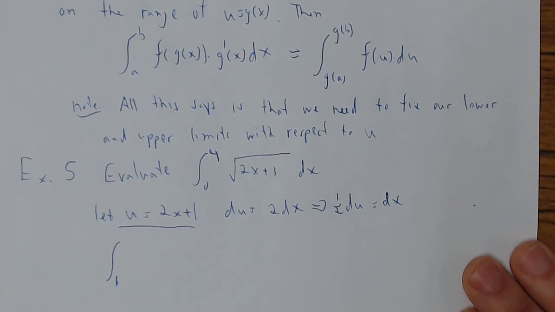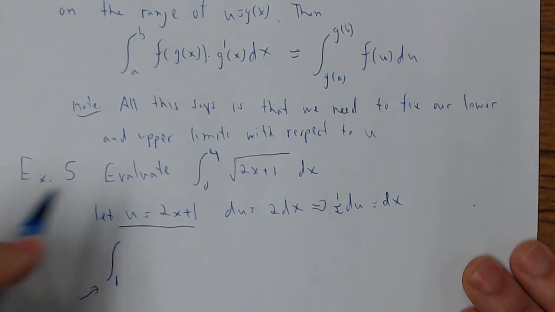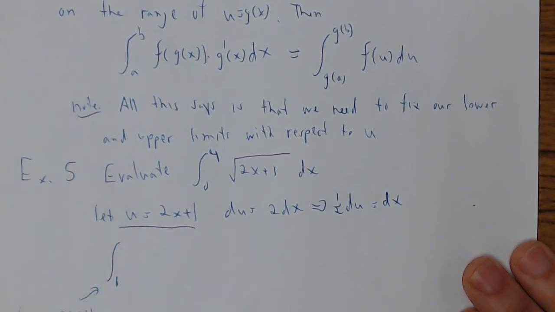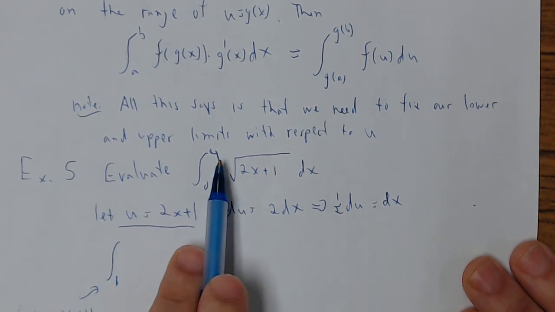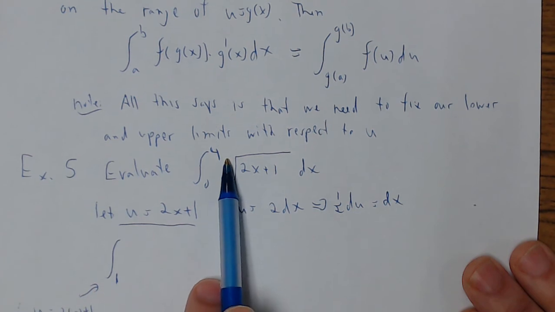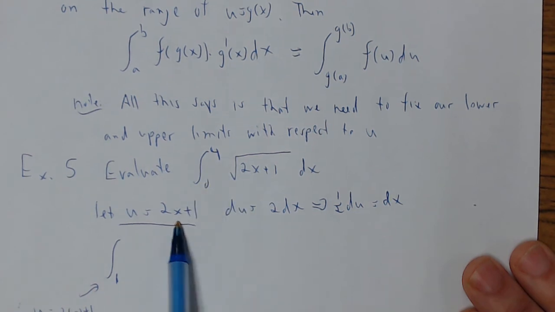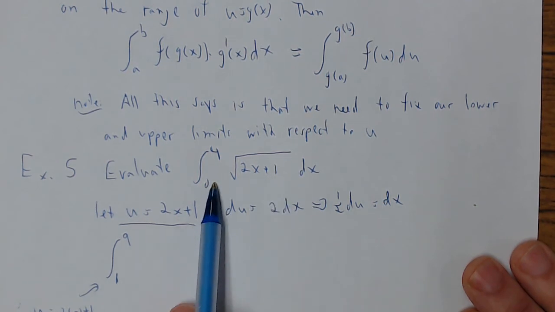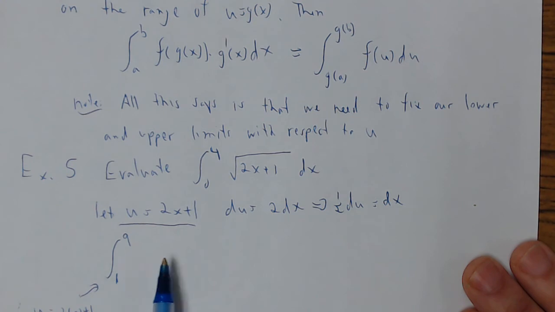You guys see what I did here? I hope you did, because all I did is I said if u is 2x plus 1, and x is 0, u equals 2 times 0 plus 1, which is how I got the 1. And then how would I translate the upper limit in terms of u? Well, when x is 4, plug it in here, you get u is 9. So when I switch from x's to u's, I also have to change my lower and upper limits in terms of u's. Once we do that, the rest becomes straightforward.